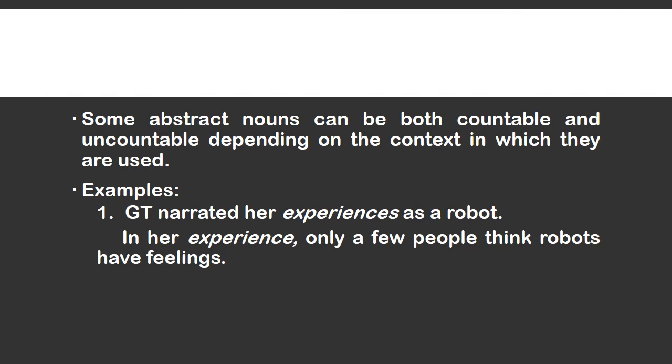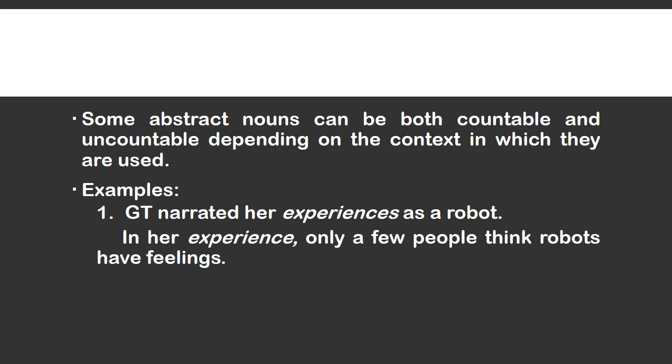Some abstract nouns can be both countable and uncountable depending on the context in which they are used, depending on the sentence, the part which they are playing. They have both singular and plural forms. For example, GT narrated her experiences as a robot. The kind of experiences, how many experiences GT had as a robot. In her experience, only a few people think robots have feelings. So here, experience was used as plural in the first part, and in the second one, it was used in a singular form.